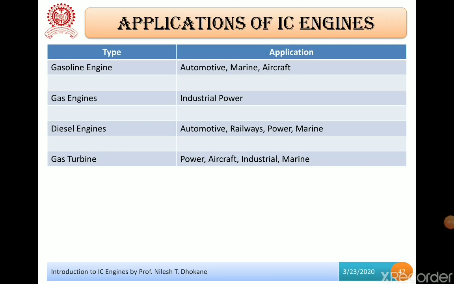So here I have mentioned some applications of SI engines and CI engines. Gasoline engines or petrol engines or SI engines are used in automotive, some marine applications and aircraft applications. Gas engines are used in industrial power plants. Diesel engines or compression ignition engines are used in automotive, railways, power plants and marine applications. Gas turbine engines are used in power plants, aircraft, some industrial applications and also some marine applications.